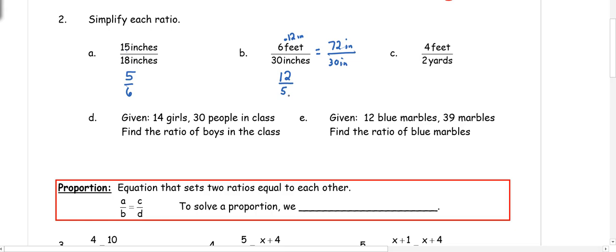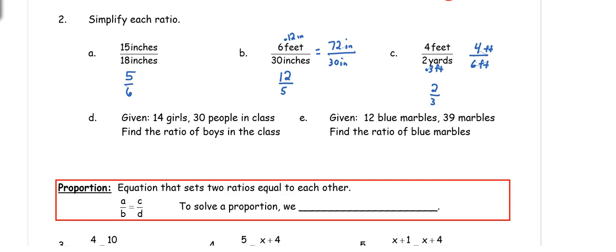In C, we have 4 feet over 2 yards. So feet is our smaller unit, so we're going to convert to feet. So we're going to take 2 yards, and we're going to multiply by 3 feet, because that's how many feet are in a yard. And we get 4 feet over 6 feet. And when I reduce 4 over 6, I get 2/3.